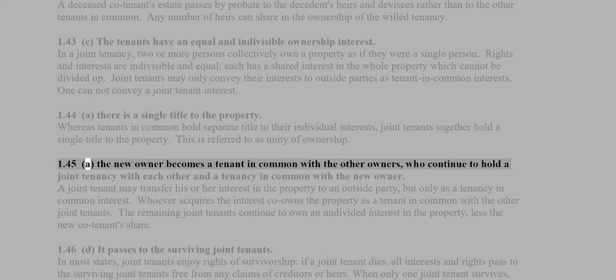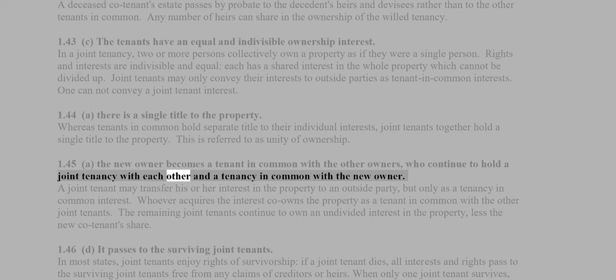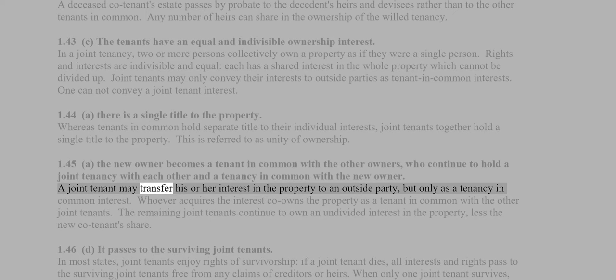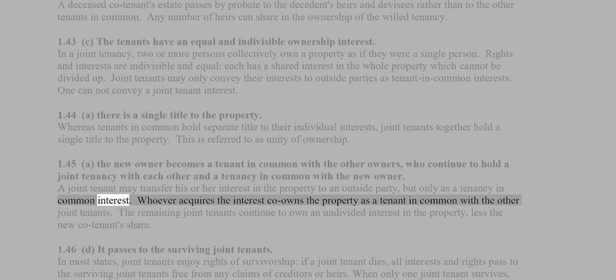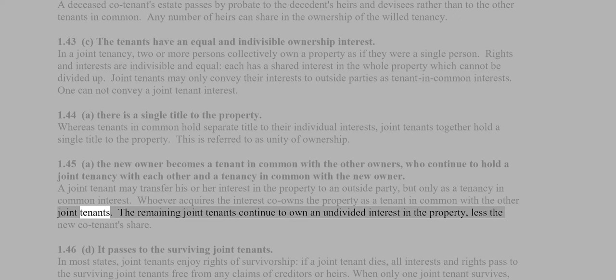1.45 a. The new owner becomes a tenant in common with the other owners, who continue to hold a joint tenancy with each other and a tenancy in common with the new owner. A joint tenant may transfer his or her interest in the property to an outside party, but only as a tenancy in common interest. Whoever acquires the interest co-owns the property as a tenant in common with the other joint tenants. The remaining joint tenants continue to own an undivided interest in the property, less the new co-tenant's share.